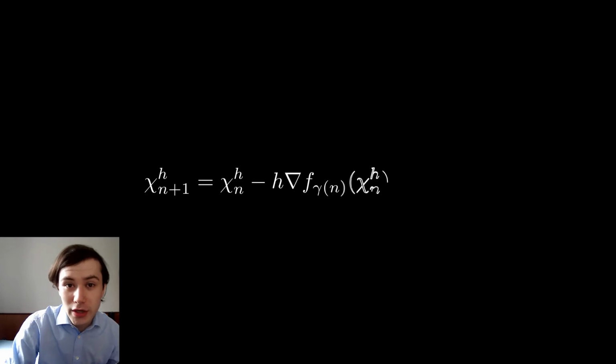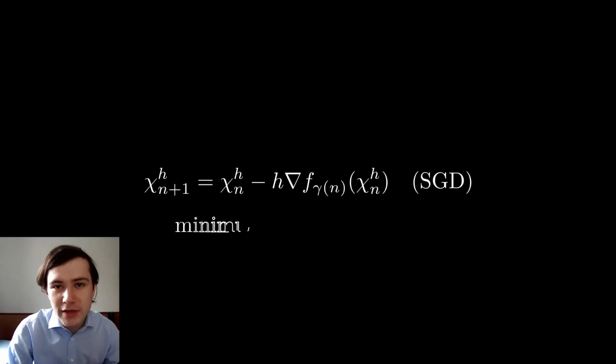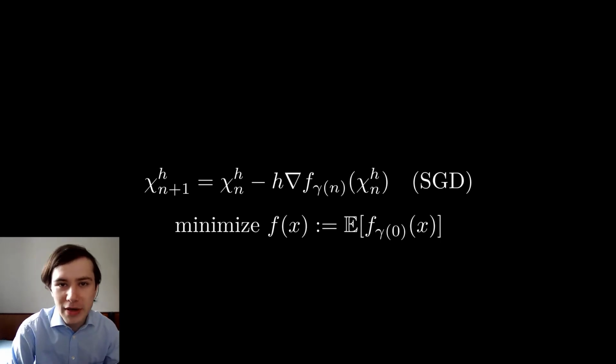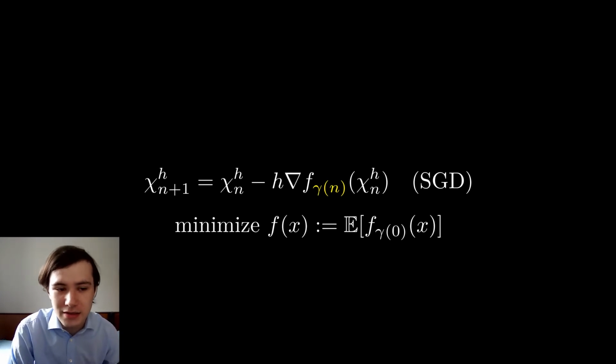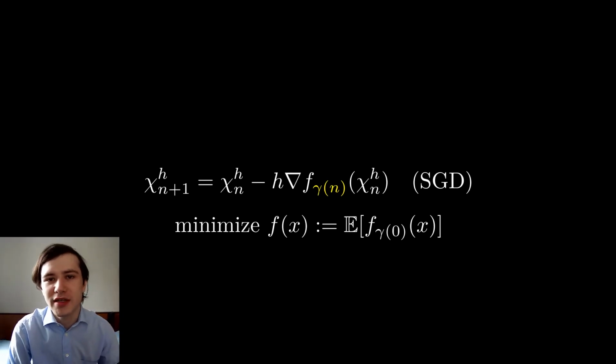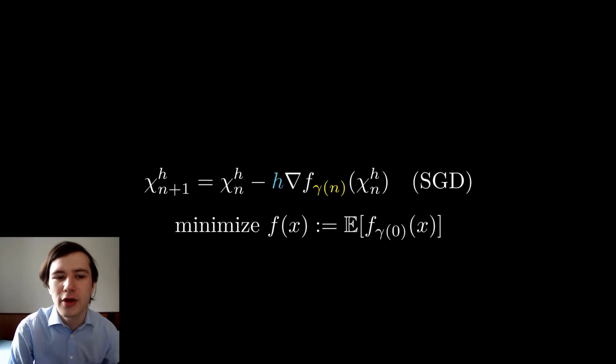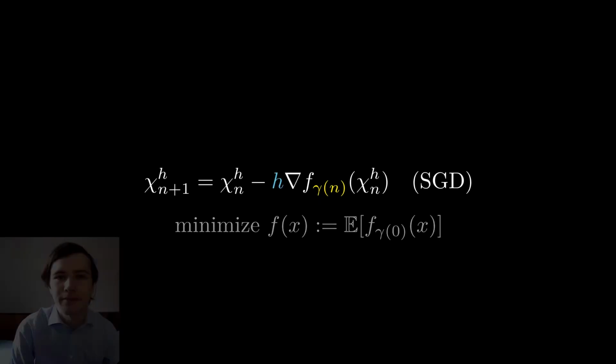Consider stochastic gradient descent. We want to minimize a loss function f based on some given data. At each time step, we choose a data point gamma of n to approximate the direction of steepest descent. We scale the sampled gradient by a learning rate h and update our approximation for the minimizer xi accordingly.